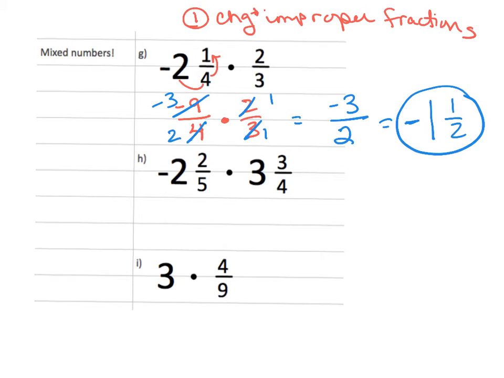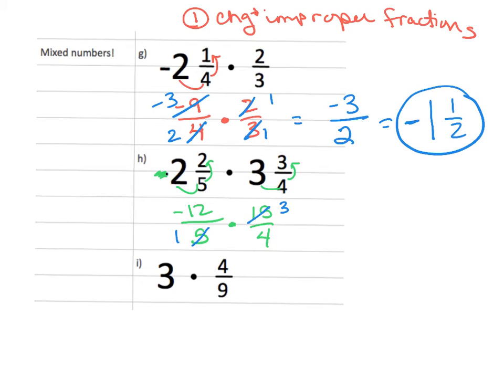Let's do it again. Now I have to do both of them. So I'm going to ignore the negative for a moment. 2 times 5 is 10, plus 2 is 12. So then I put the negative there, 12/5, times 3 times 4 is 12, plus 3 more is 15/4. Let's do some simplifying. 5 and 15. 5 divided by 5 is 1. 15 divided by 5 is 3.